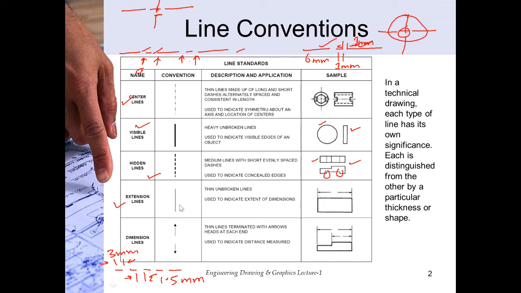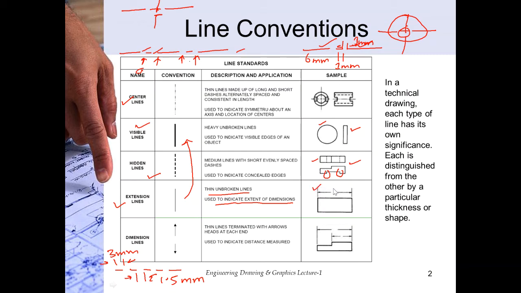Then we have the extension line. This is basically thin unbroken lines used to indicate the extent of dimensions. Thin unbroken lines is basically the thickness is less than the hidden lines, and unbroken line is basically the same as the visible line. Like इसमें कोई space नहीं है, and it is used to indicate the extent of dimensions. Extent of dimensions का मतलब है कि वो बता रहा है आपको, ये indicate कर रहा है कि आप किस part की dimension ले रहे हैं.